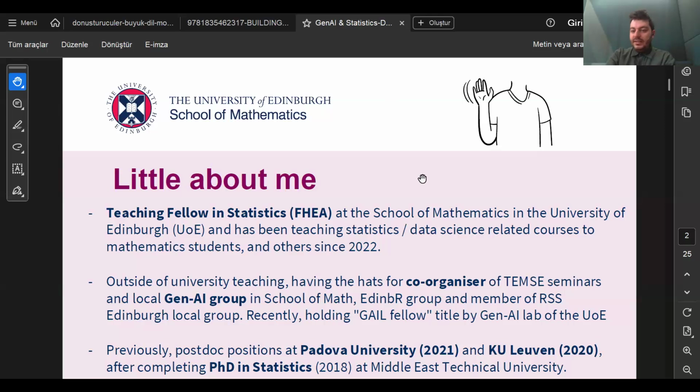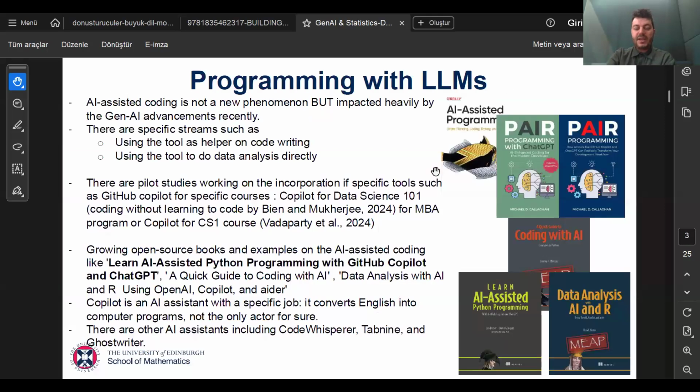Going back to my interest in the LLMs, after the classical date that we can remind ourselves all the time, November 2022, it's a very interesting moment that we experience. So many things have happened, especially for the programming related courses. There are some really neat books already out there to use LLMs as a kind of helper. And even if AI assisted coding is not a new concept, it has been heavily impacted by the recent advancements in Gen AI.